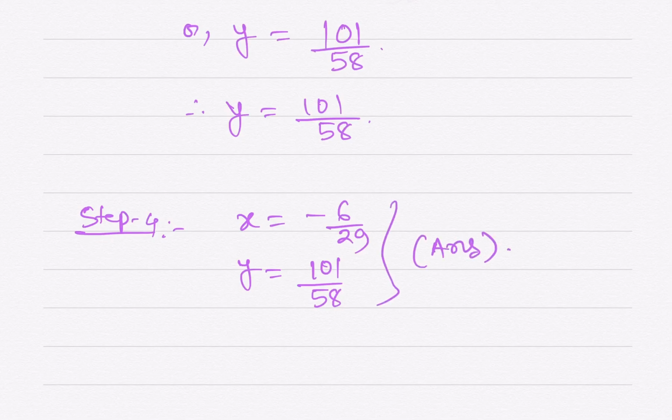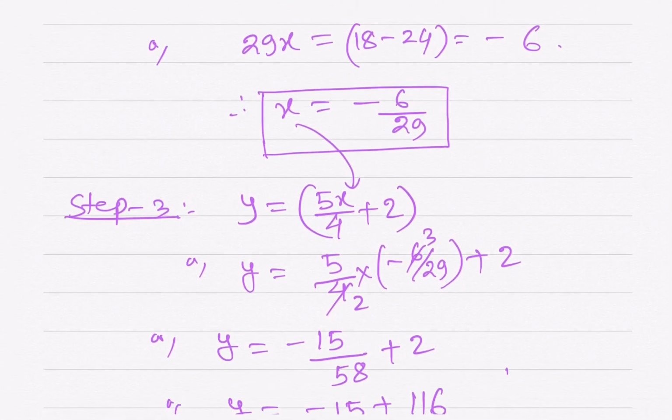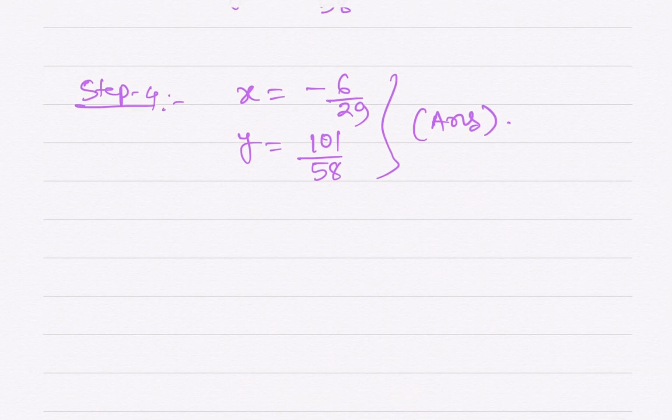So you check whether your answer is correct or not. You simply put this x and y value in any one equation and compare whether the LHS part equals the RHS part or not. If the LHS part equals the RHS part, then your answer is correct. So you apply this, and this answer is correct. This is our final answer.